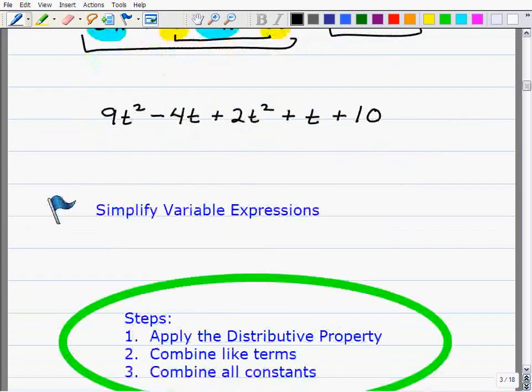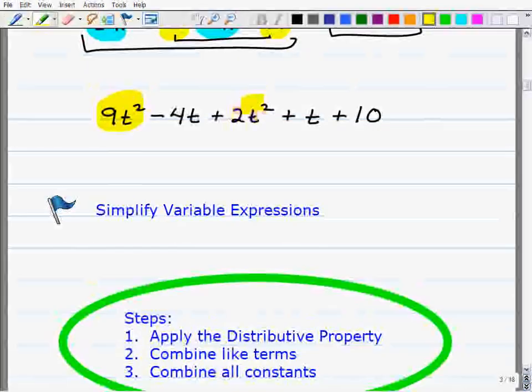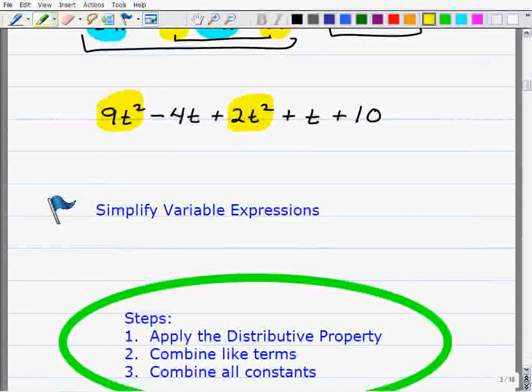Okay, why don't you go ahead and try this one here. Okay, first step is to identify the like terms. So let's see here. This is a term. I'm going to start looking for things with t squared in them. Okay, 9t squared. Do I have any more t squared? Here's one. All right, so I'm going to combine those two together. So I'm going to combine the coefficients. So 9 and 2 is 11.